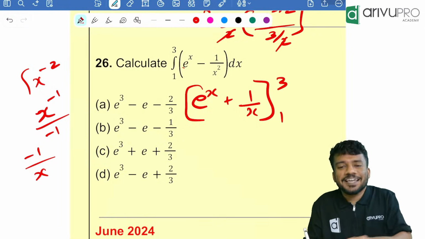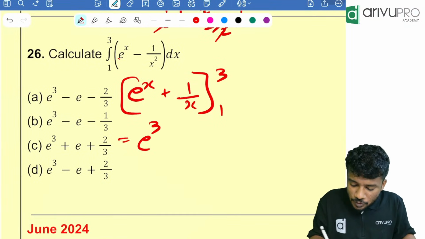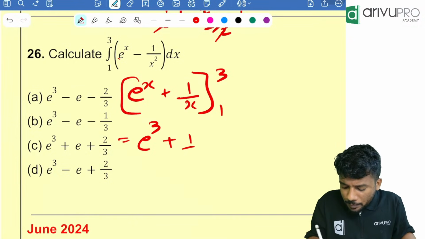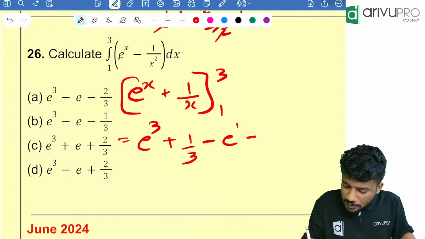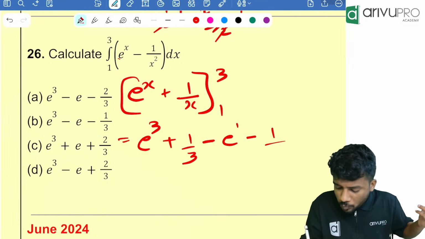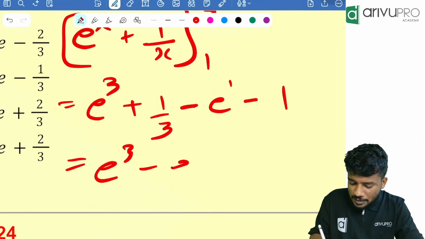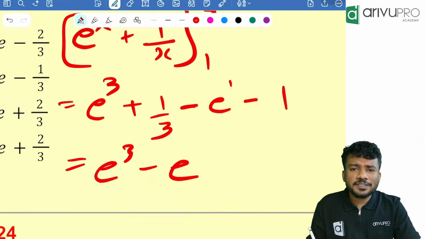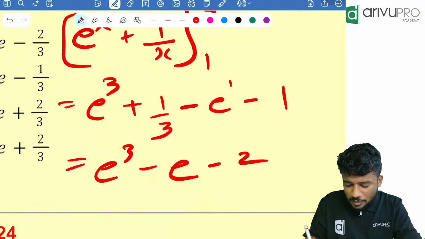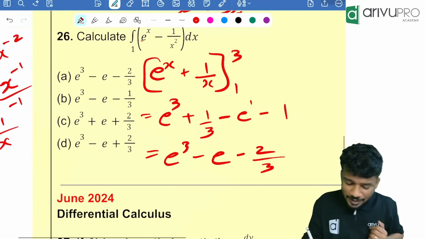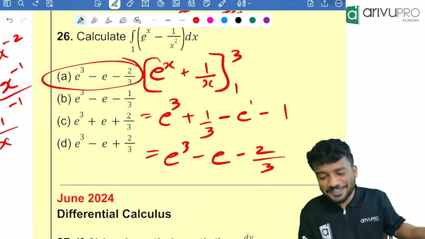From 1 to 3. Apply the limit. Apply the upper limit. That means e raised to 3 plus 1 by 3, minus e raised to 1 plus 1 by 1. That is nothing but e raised to 3 minus e, then 1 by 3 minus 1. If I take the LCM, it will become minus 2 by 3. Which option is the right answer? e raised to 3 minus e minus 2 by 3. Option A is your answer.